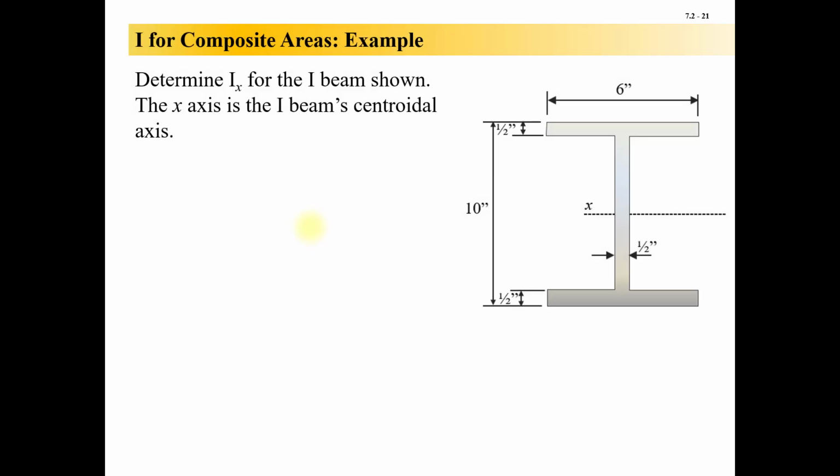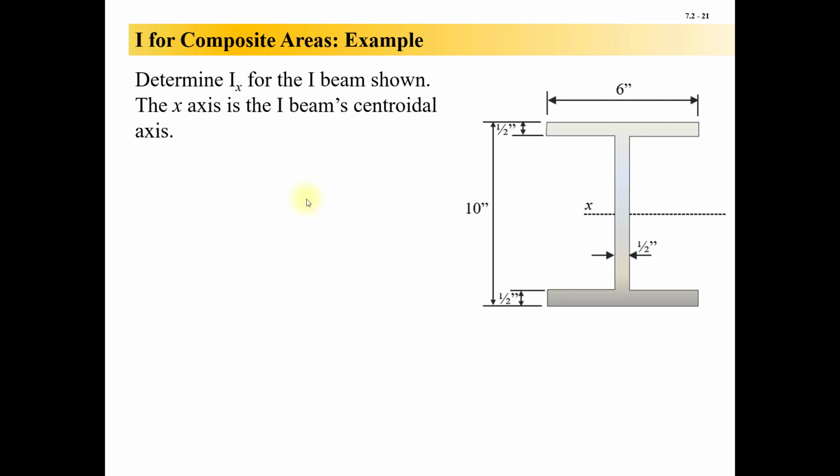Okay, let's look at an example of moment of inertia for a composite area. So here's that shape that we've been looking at. I put some numbers on it now. It's 6 inches wide, 10 inches total height. The top and bottom flanges are each a ½ inch thick, and this is often called the web in an I-beam. The web is a ½ inch thick. That means that it's 9 inches from the inside top to the inside bottom because it's 10 minus a half minus a half.